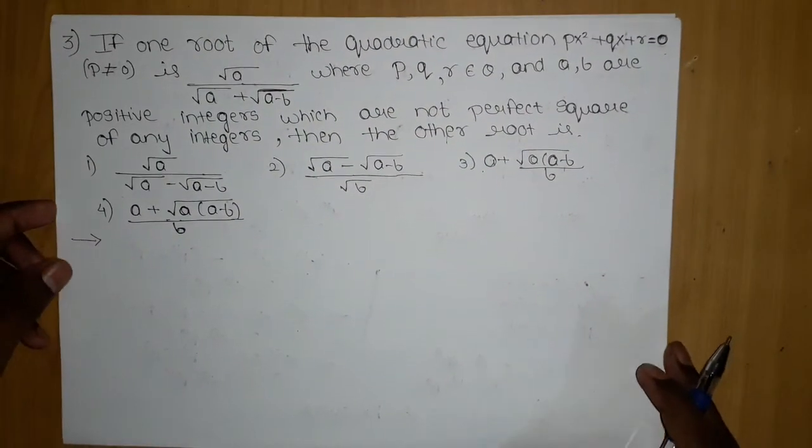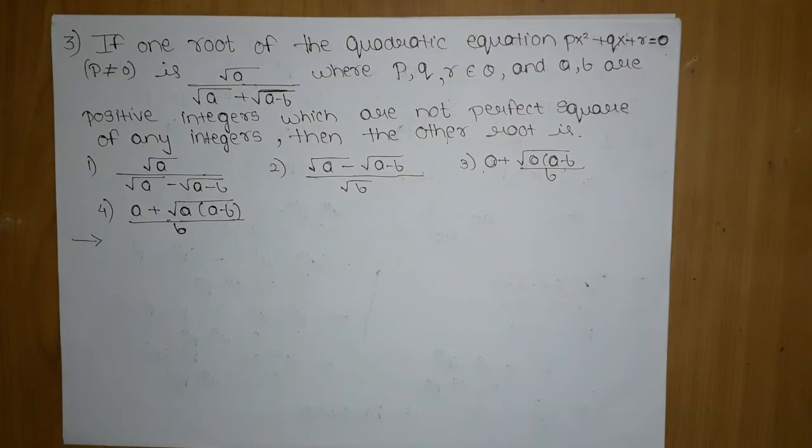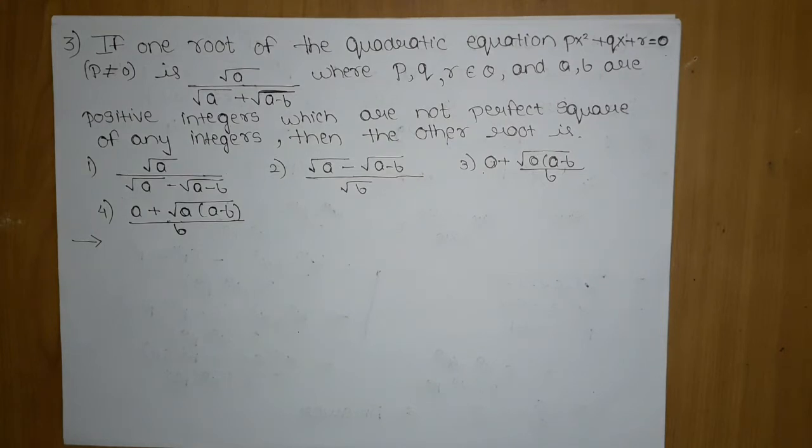third question. The third question is as follows. If one root of the quadratic equation px square plus qx plus r equal to 0, where p is not equal to 0, although you should know that in a quadratic equation the starting coefficient should not be equal to 0, is under root a upon under root a plus under root a minus b, where p, q, r belong to rational numbers and a, b are positive integers, which are not perfect squares.